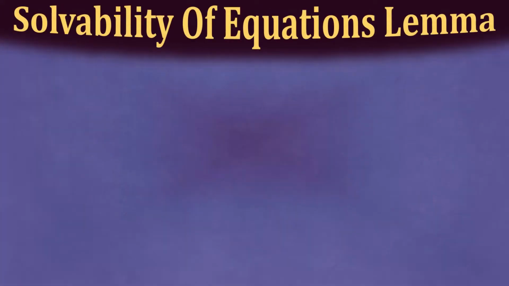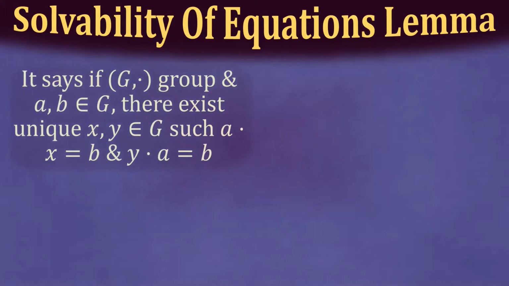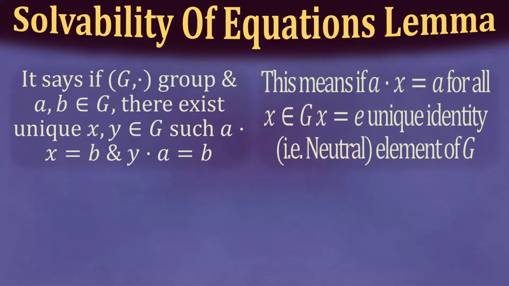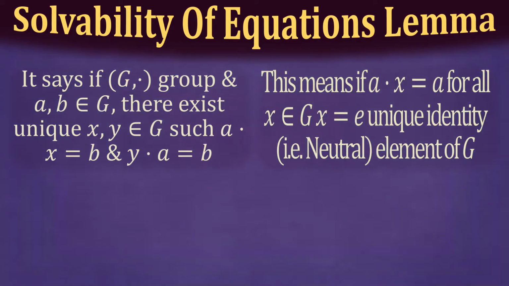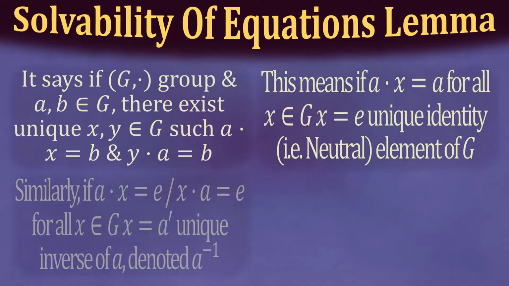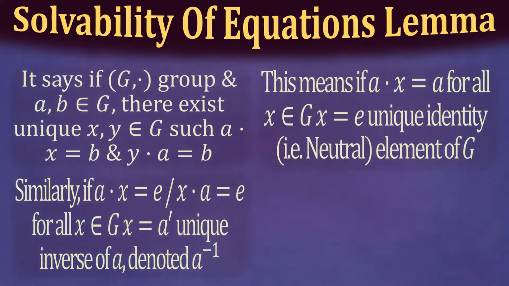This definition of a group leads to the solvability of equations lemma. It says that if G with dot is a group and a and b are in G, then there exists a unique x and y such that a dot x equals b and y dot a equals b. This means that if a dot x equals a for all x in G, then x is equal to e, the unique identity element, also called the unique neutral element of G. Similarly, if a dot x is equal to e or x dot a is equal to e for all x in G, then x equals a dash, the unique inverse of a, denoted a to the minus 1.